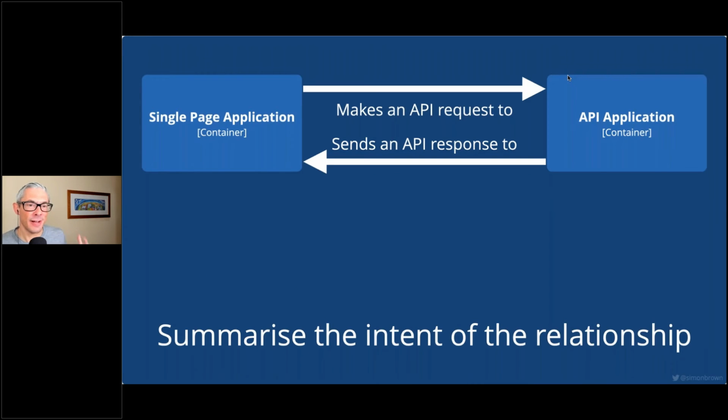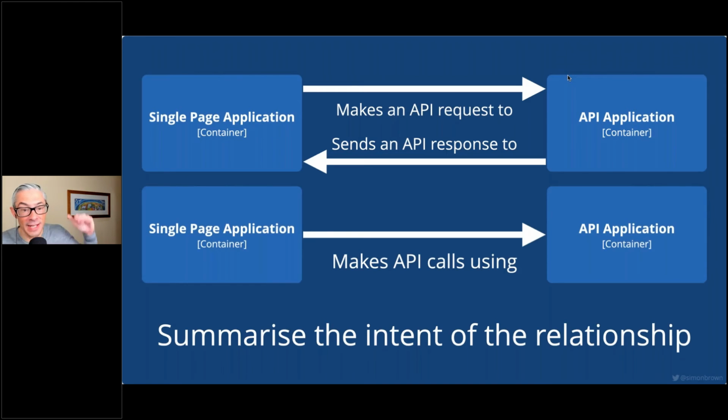If you take any pair of elements on any diagram, there's normally a request response pair between them. So in this case, the single page application makes an API request to the API application, and the API application is sending a response back. It's a request response pair. There's a bidirectional relationship here. This is true, this is accurate, but if you start adding every pair of relationships between every pair of elements, you get a very complicated diagram. So what I tend to do instead is I'll summarize the intent, I'll collapse that bidirectional pair into a single unidirectional arrow. So in this case, I'm going to say that the single page application makes API calls using the API application, with an implicit, let's hopefully get an answer back.